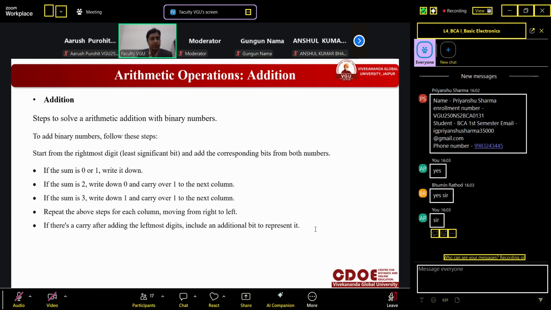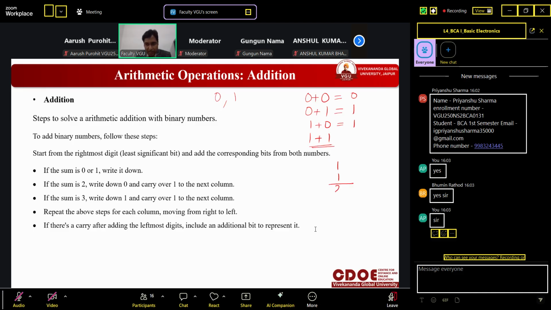So before addition, I'll just write something. You can be given either 0 or 1. So you can be asked to add 0 and 0, 0 and 1, 1 and 0, and 1 plus 1. If you add two zeros, the output will be 0. If you add 0 and 1, it will be 1. If you add 1 and 0, it will also be 1. But if you are asked to add two ones, that is 1 plus 1.